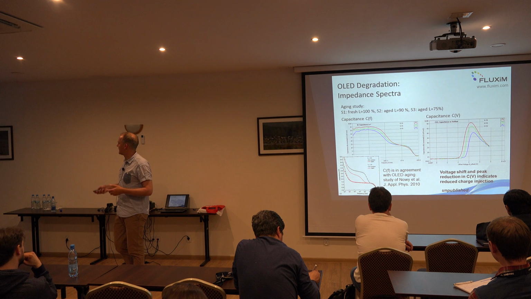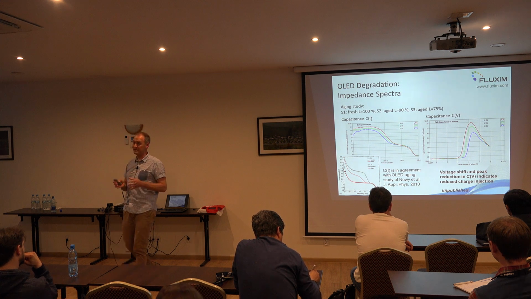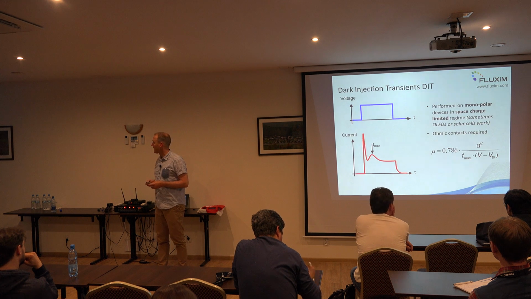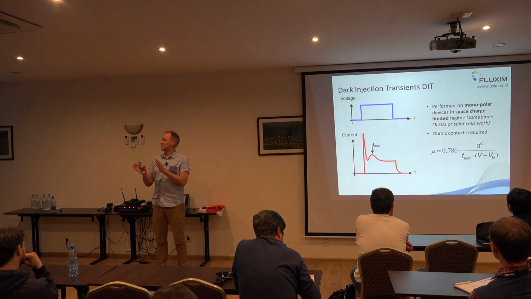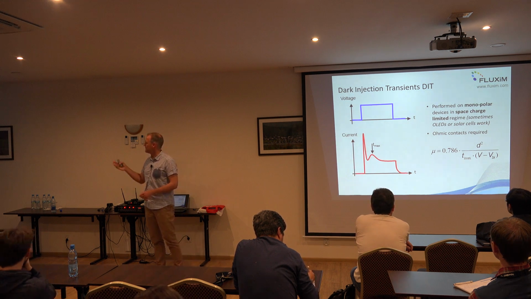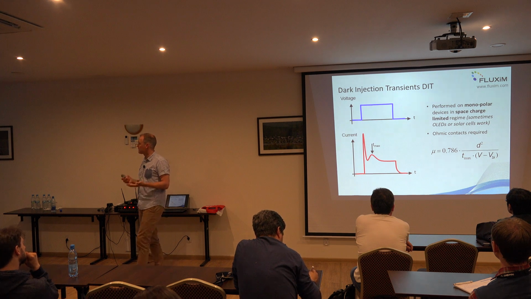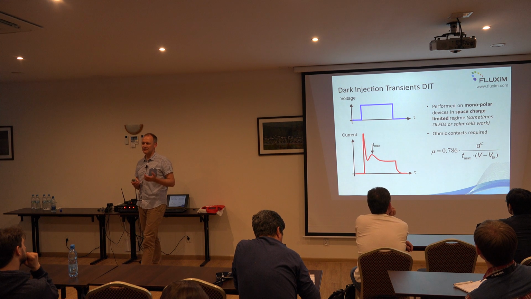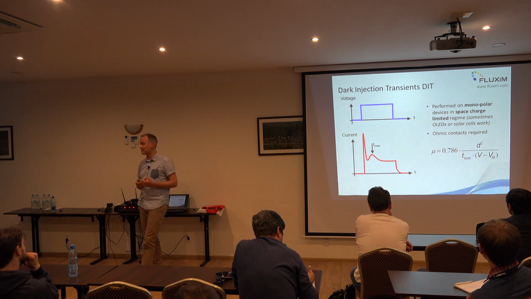So that's an example of applying impedance spectroscopy to fresh and aged OLEDs. Now let's switch. We started with a little bit of JV curve, a bit of impedance spectroscopy. This is now another experiment, dark injection transients, DIT. Another abbreviation is transient space charge limited current.